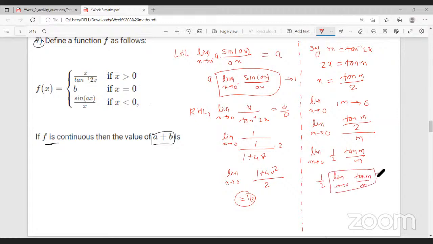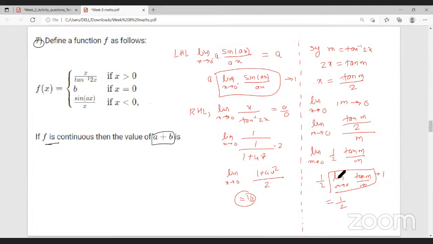This is 1, so I will get 1 by 2, right? Any doubt in this part? I have just substituted m equals tan inverse of 2x, and instead of x, I have put this, right? Then I have solved this question. Sir, we are substituting just because we don't know the value of tan inverse x upon x, right? We have to convert it in the form of tan x upon x. Yeah, a standard function. This is one of the ways to approach the question.